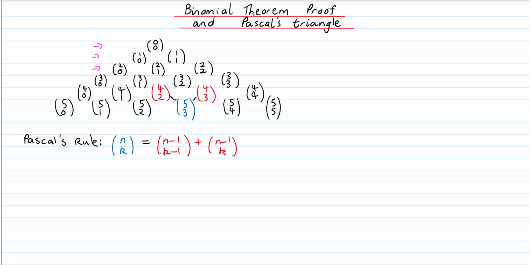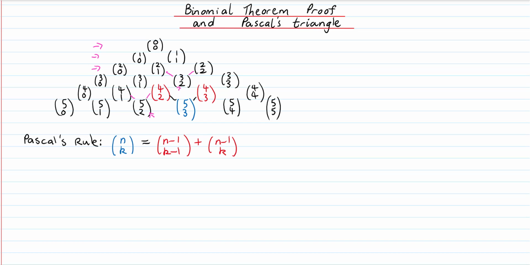And that's true throughout the triangle. So for example, if we were to take, say, this 5 choose 2 term here, that's going to be equal to 4 choose 1 plus 4 choose 2. And this 3 choose 2 term is going to be equal to 2 choose 1 plus 2 choose 2. So that is true throughout the triangle.